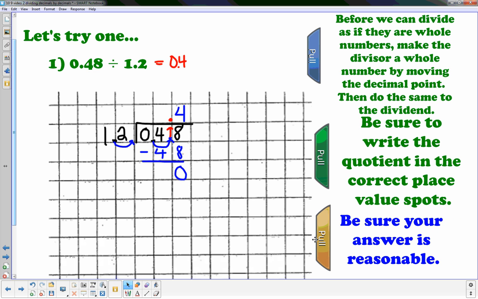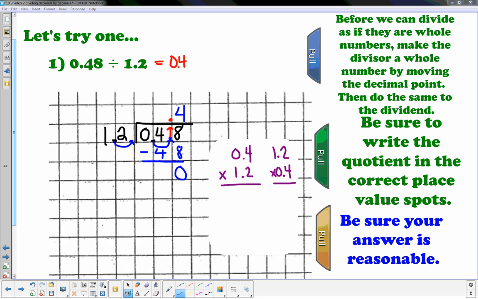I need to check to make sure my answer is reasonable, and I'm going to check that with multiplication. So I want you to check with multiplication, pause the video, press play when you're ready. Alright, when you check your answer, you can multiply either way, whichever number's on top. So I'm going to use this way over here on the right. 4 times 2 is 8. 4 times 1 is 4. I move the decimal 2 places. 48 hundredths. Check. My answer is definitely reasonable. Alright, let's keep going.